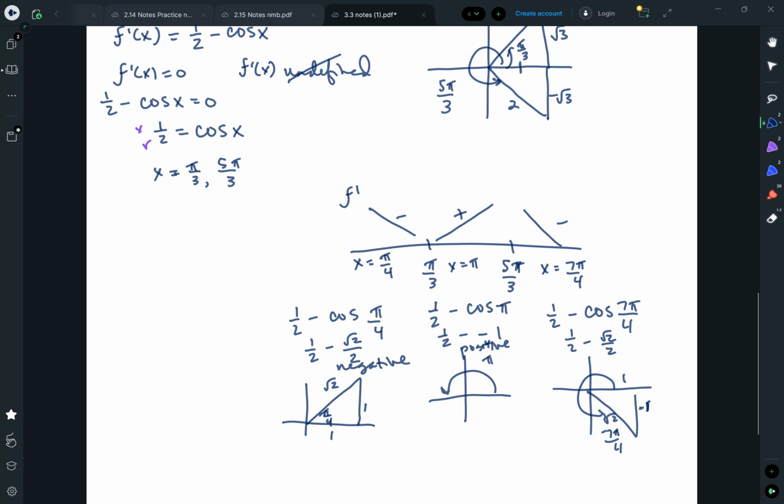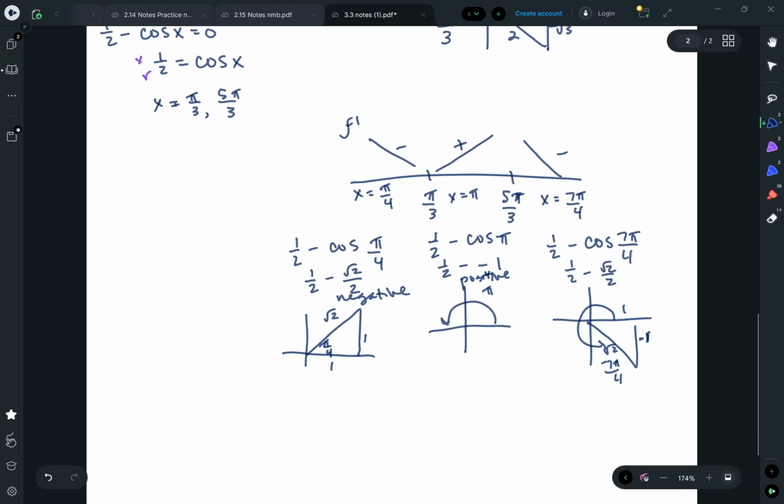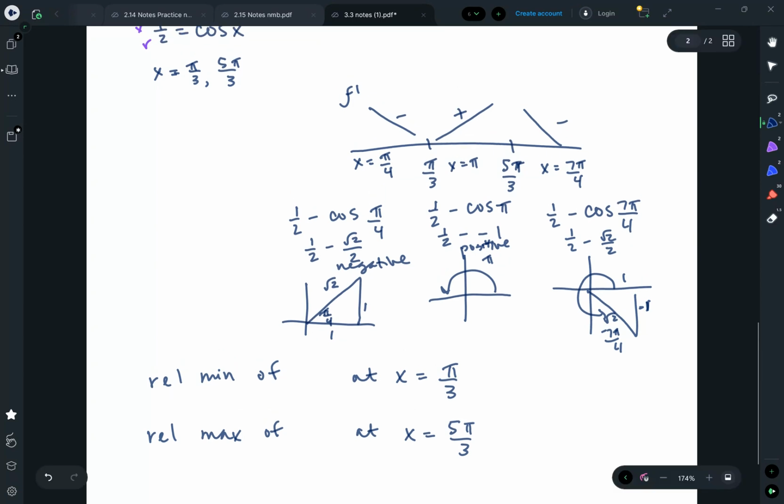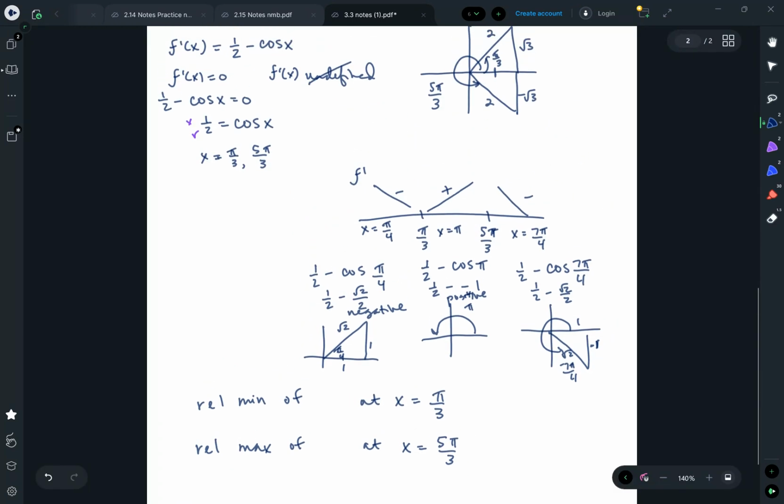So let's see, what do we got? We've got a relative minimum of something at x equals pi over 3. That's going to be my relative minimum. I don't actually know what the minimum is yet. I have a relative max of something at x equals 5 pi over 3. So I'm still going to have to do a little bit of work here. So let's go ahead and figure out my relative minimum.